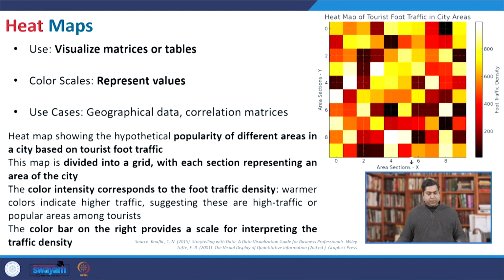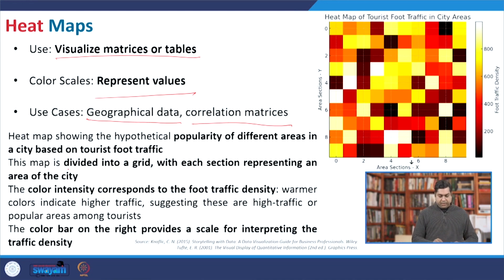So, heat maps, this is another way, and this is something you can use to visualize matrices or tables, it can represent the value and it can be used for geographical data or a correlation matrix. So, in this case, this particular example is taking the heat map of tourist foot traffic in city areas.